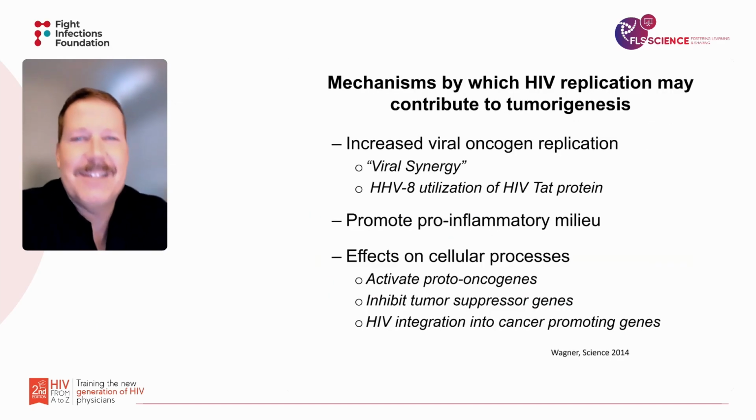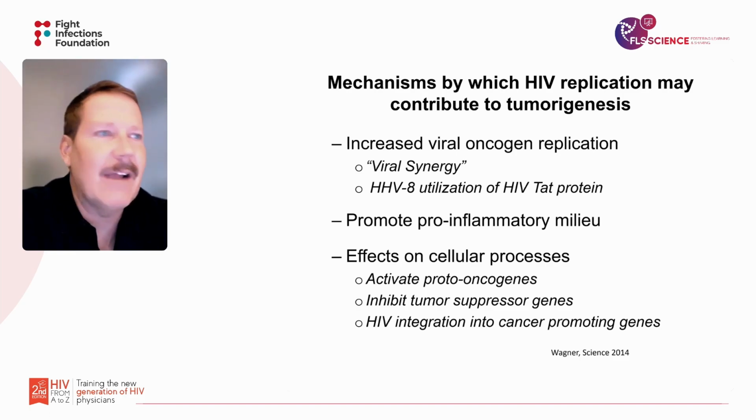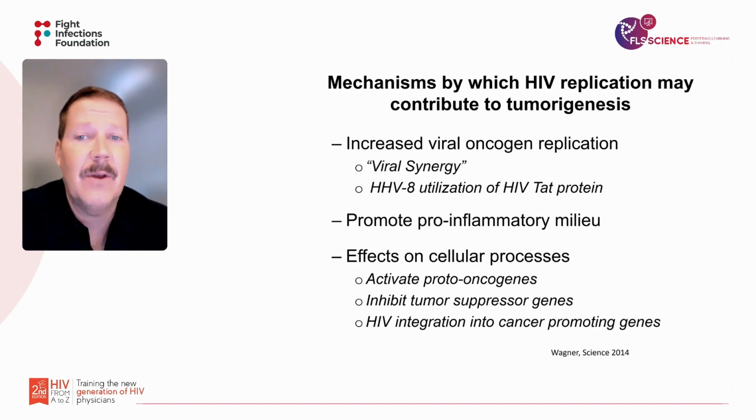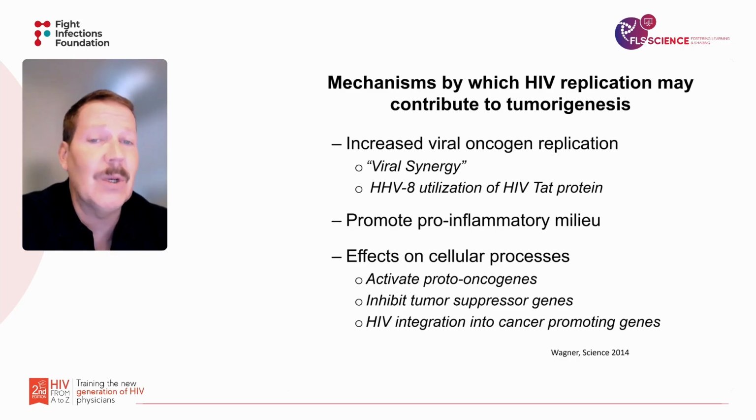So what could the mechanisms be by which HIV may contribute to tumorigenesis? And there are several that are postulated. One is a concept called viral synergy, where HIV may basically increase the replication or potentiate other viruses that are known to cause cancer, such as human herpesvirus 8, or Kaposi sarcoma-associated herpesvirus, which has been found to be able to utilize the HIV Tat protein to increase its own replication rates.